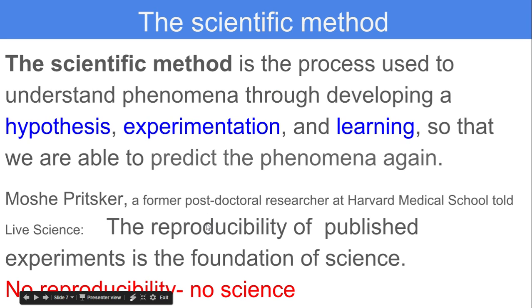What is the scientific method? The scientific method is the process used to understand phenomena through developing a hypothesis, experimentation, and learning so that we are able to predict the phenomena again. Moshe Pritzker, a former postdoctoral researcher at Harvard Medical School, told Live Science, "The reproducibility of published experiments is the foundation of science. No reproducibility, no science."